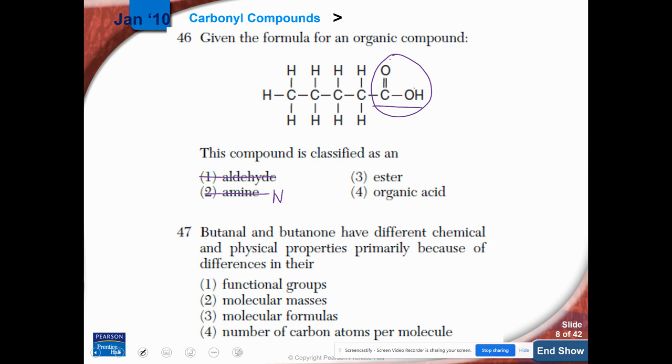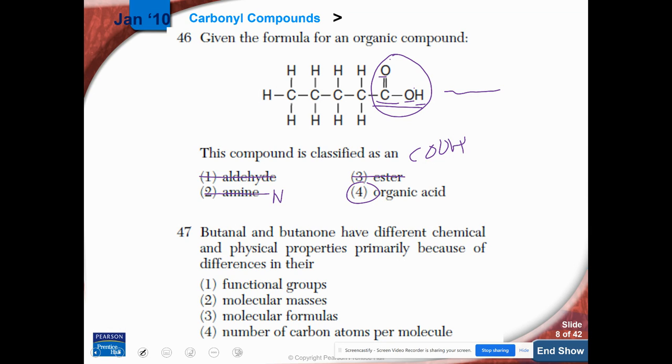So the ester would have some other chain after that oxygen with carbons, right? An R group. So it's not going to be an ester. This is going to be an organic acid, our COOH, right? There's our code.